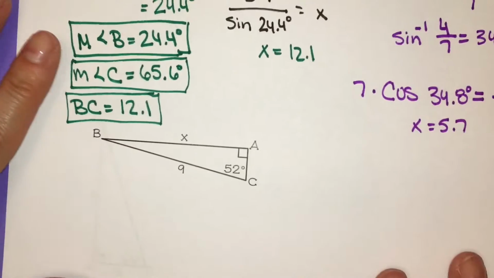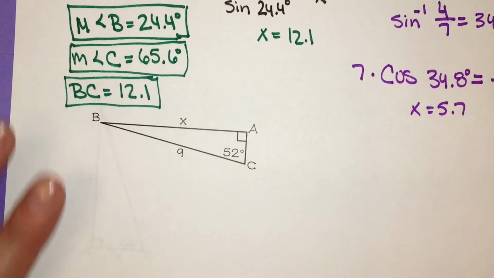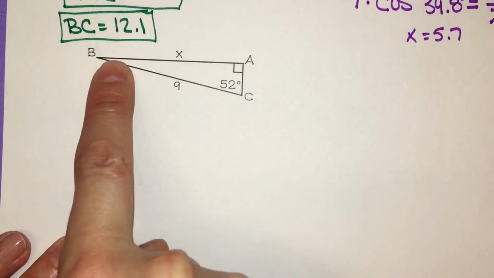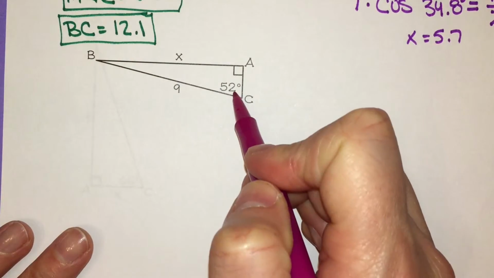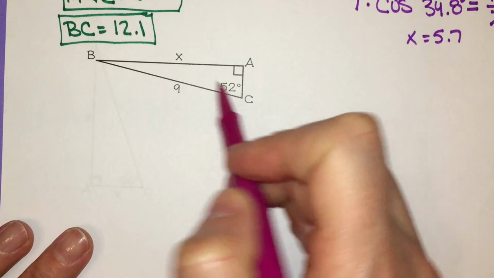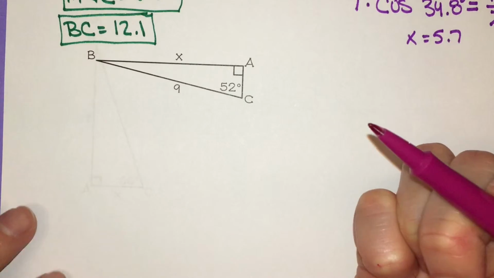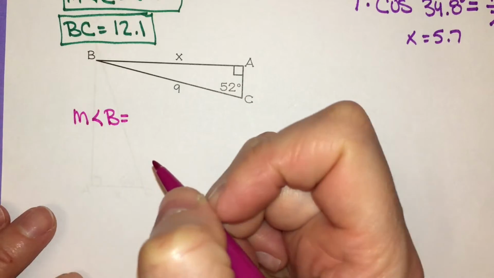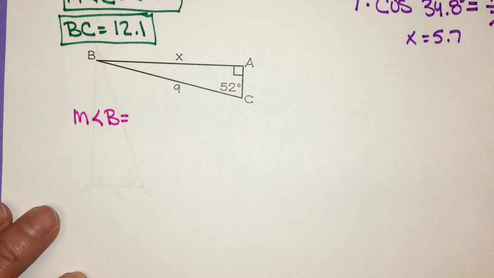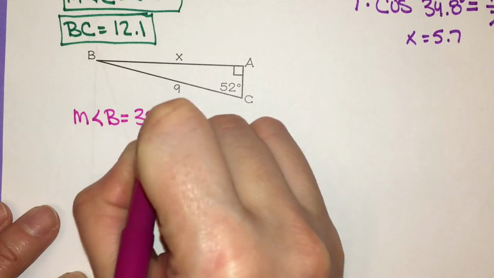I'm now going to do one where I have to find two side lengths, and you have to find one angle measurement. So, well, the angle measurement part is the easiest. So let's start with that. All right. So here, I know this one's 90, this one's 52 degrees, so angles B and C together add up to 90 degrees. So to find the measurement of angle B, all I'm going to do is 90 minus 52, which is 38 degrees.